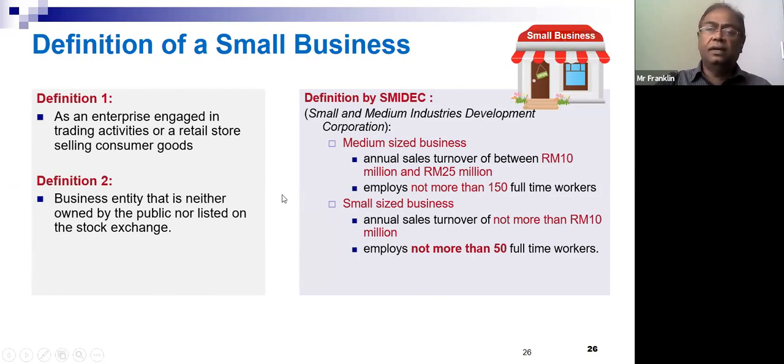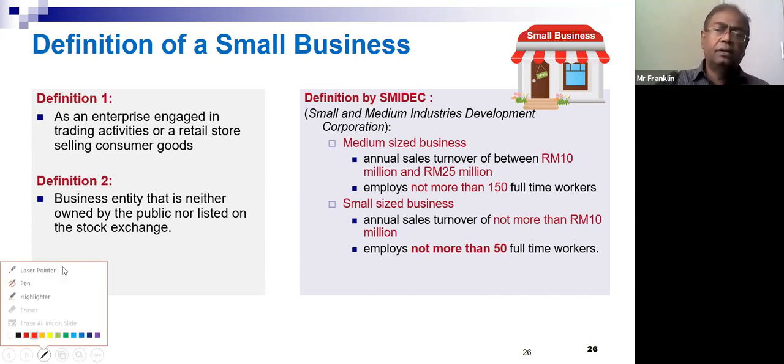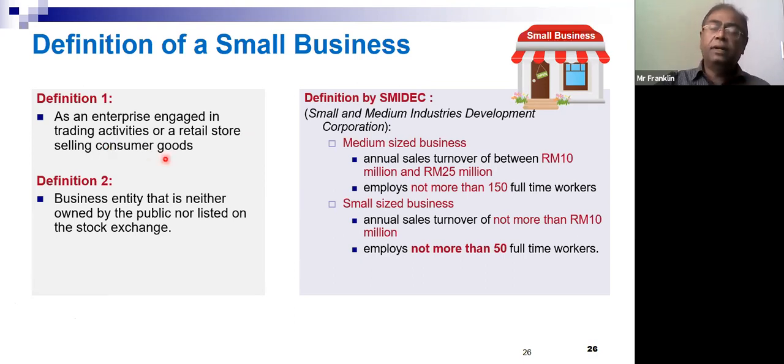Of course, this definition has been changed, and it depends on the type of industry also. Sometimes in manufacturing, they define SME differently. In other sectors, SME might be different, right? Okay, so basically, a small business is an enterprise engaged in trading activities, or a retail store selling consumer goods. Or the second definition: a business entity that is neither owned by the public nor listed on a stock exchange. So that's called a small business enterprise. So when you start a company, you're going to start a small business.